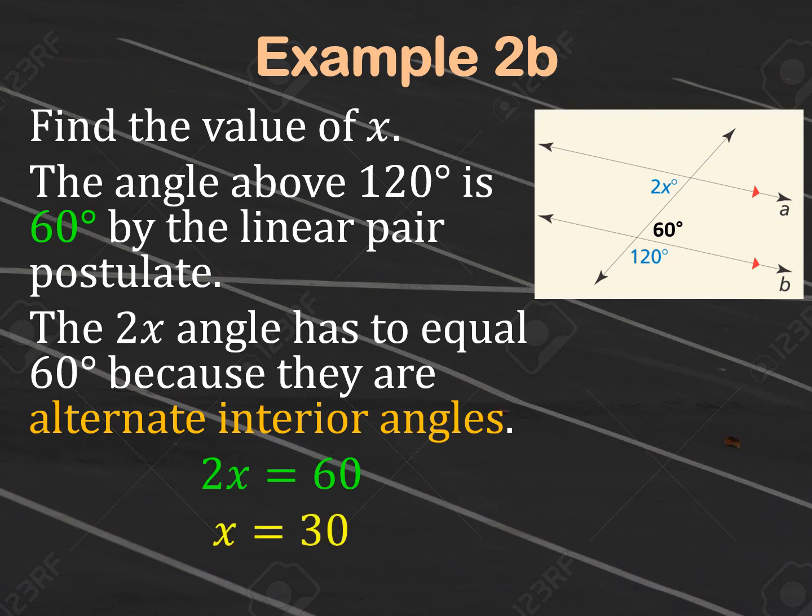Now you'll notice that there are a couple other ways to do this. You can say, well, this angle here is 120, and 2x and 120 are supplementary because they're consecutive interior angles, so 2x would have to equal 60 also. So there are different ways to approach these problems.